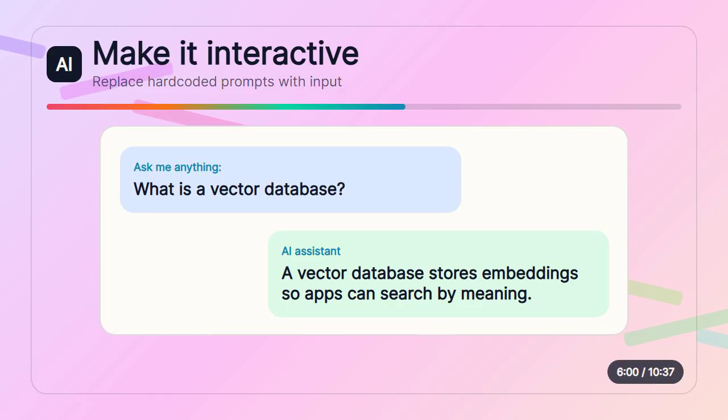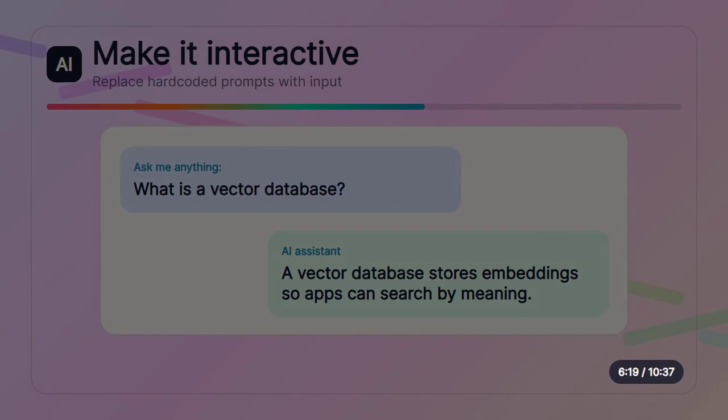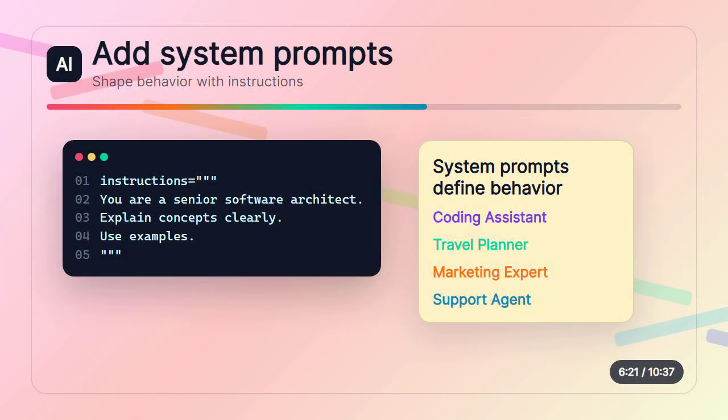Next, let's talk about memory. Models don't automatically remember previous conversations. Your application must provide conversation history. Without memory, a user might say, "My name is John." Then later ask, "What's my name?" If the earlier message is not included, the model may not know.